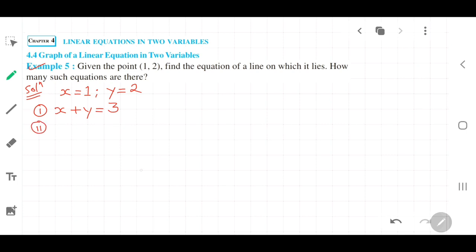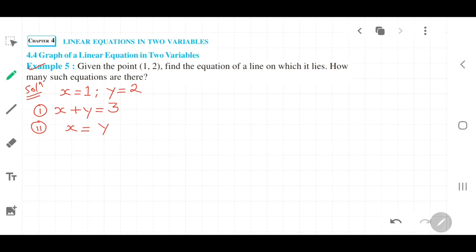In the same way, we can also prepare a different equation. The value of x is given as how much? 1. And since y is given as 2, if you write here x is equal to y, correct? X is equal to y.